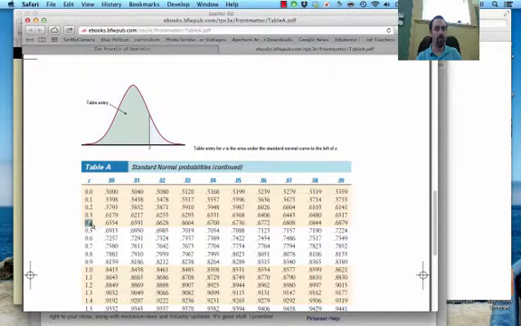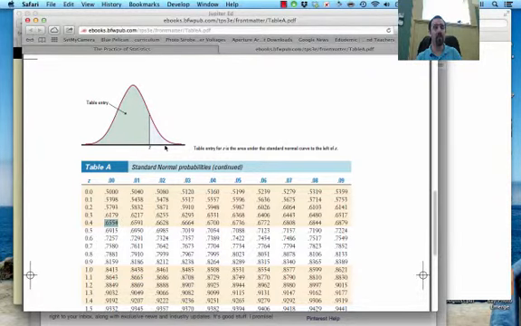That's the number I'm looking for. I want 0.40, so I'm going to go to 0.40. 0.41 would be right here. So if my z-score had been 0.41, this would be my answer. 0.42, this would be my answer. 0.43, this would be my answer, and so on. My answer, however, is 0.6554.